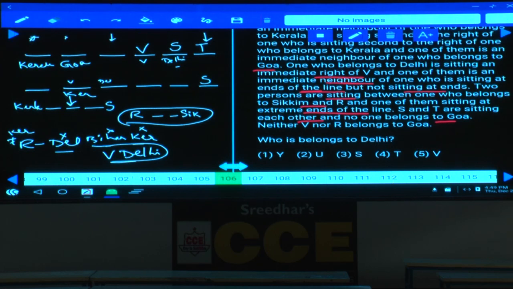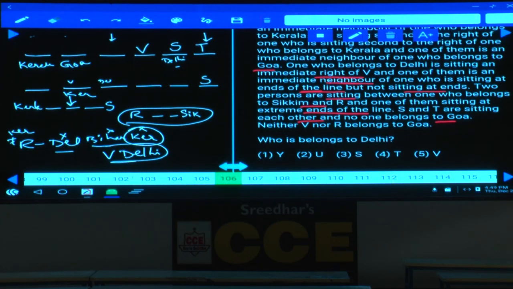Then, what are the two possibilities? If R is here, 1, 2, the person from Sikkim must be V, isn't it? Or Sikkim must be V. If Sikkim is here, then R belongs to Kerala, but what is given here? R does not belong to Kerala. As R does not belong to Kerala, R cannot be at this place. As R cannot be at this place, then Sikkim cannot be here.